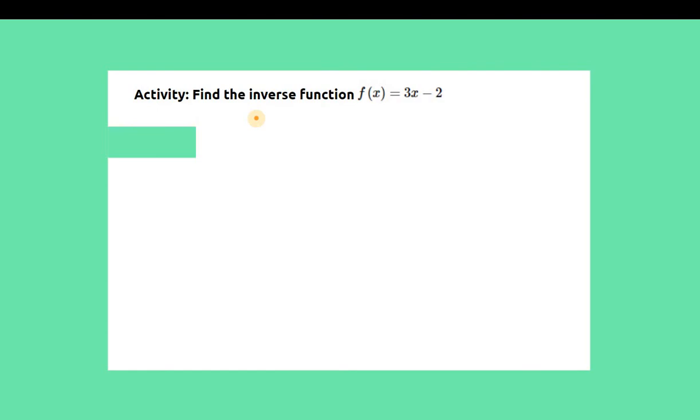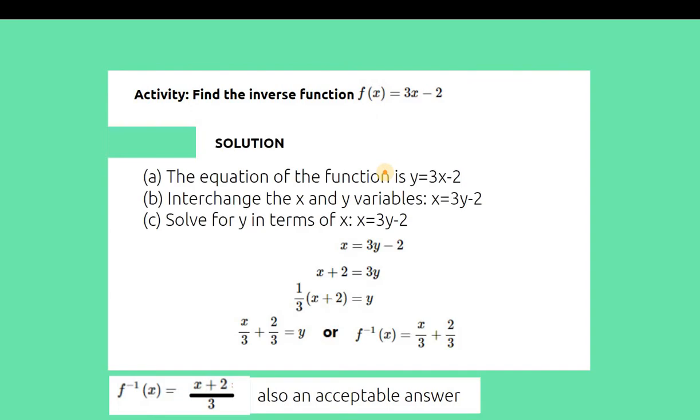Alright, so if you're already done, let's see paano natin isosolve yung inverse of this function. So, ito yung solution natin. A, the equation of function is, sabi natin, gagawin mong y, yung f(x) mo. So, sinulat mo na yung y. Tapos, kinopya mo lang to, equals to 3x minus 2. B, interchange the x and y variables. So, x, punta ka sa kaliwa, y, punta ka sa kanan. So, x is equals to 3y minus 2.